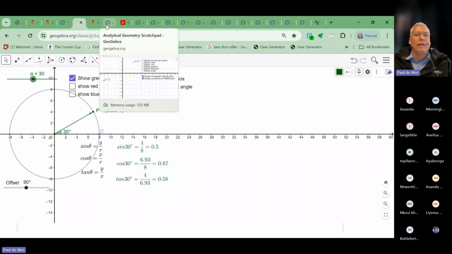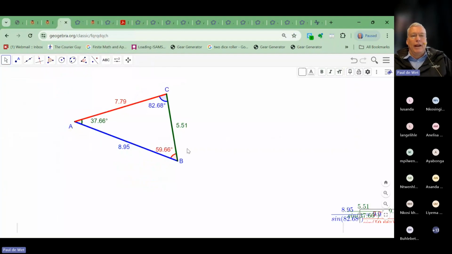Now, I'm going to show you a sketch of this, just to help you remember it. There it is, in fact. Guys, I want you to look at this. Which is the biggest angle in this triangle?